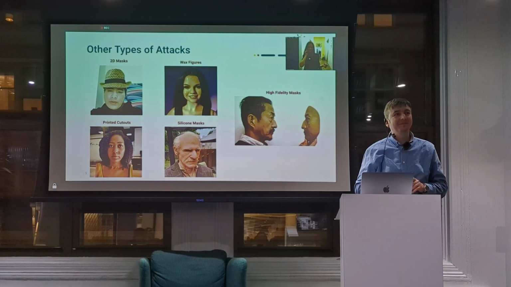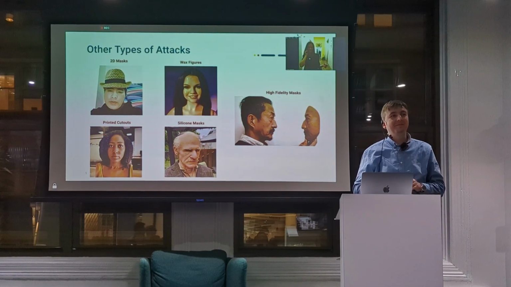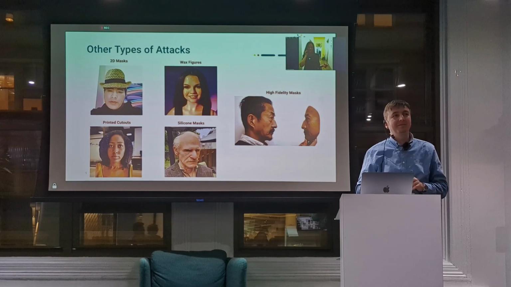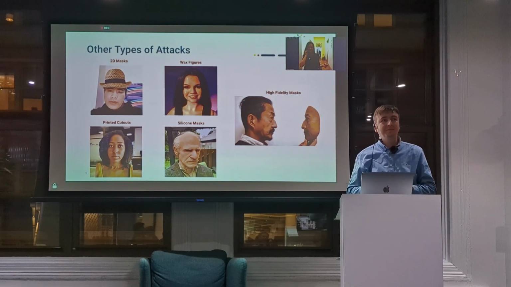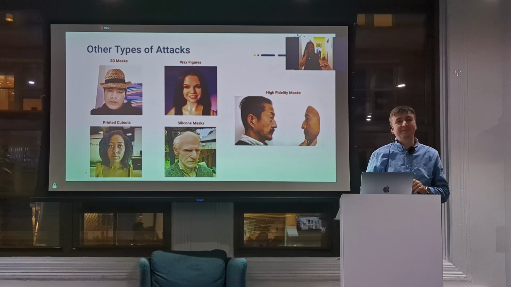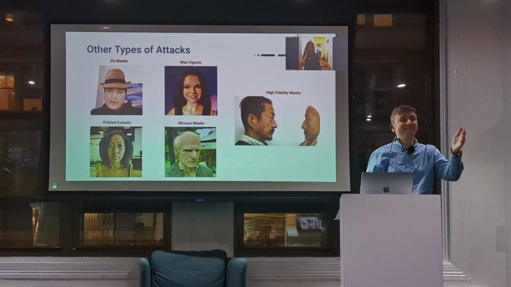A follow-up question from me. If there are examples of false positives, where there's a real person and the system detects it as fake, how do you deal with that?